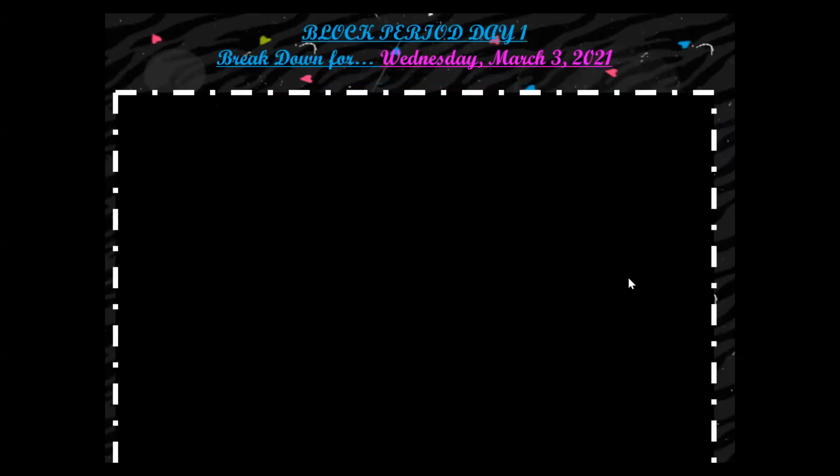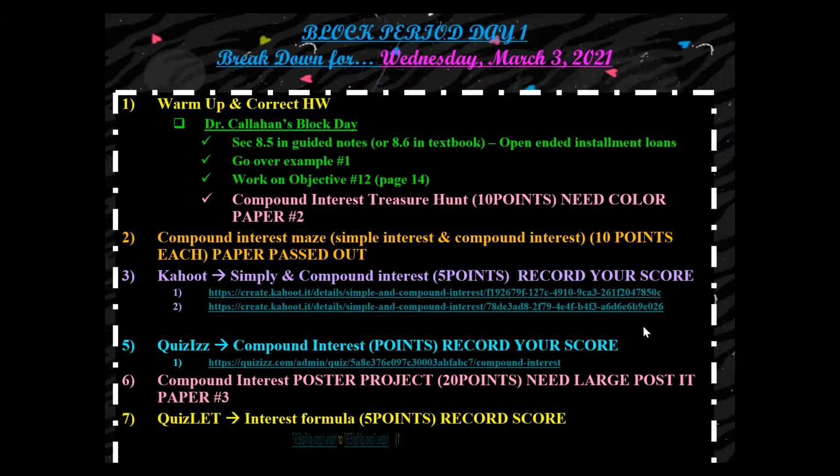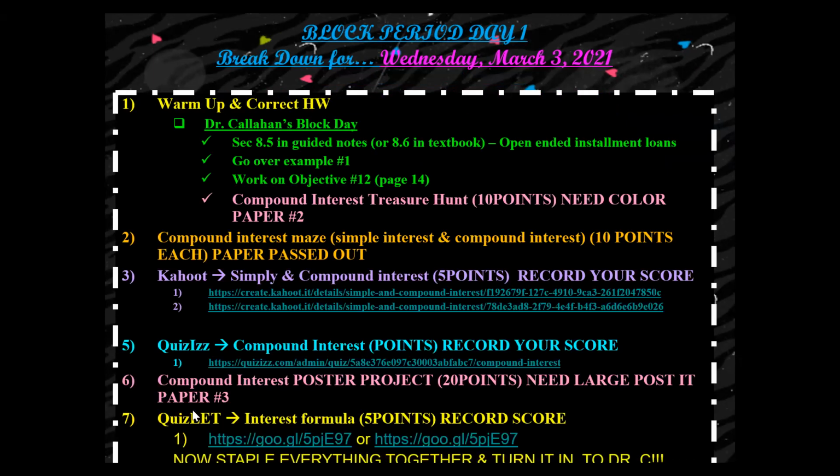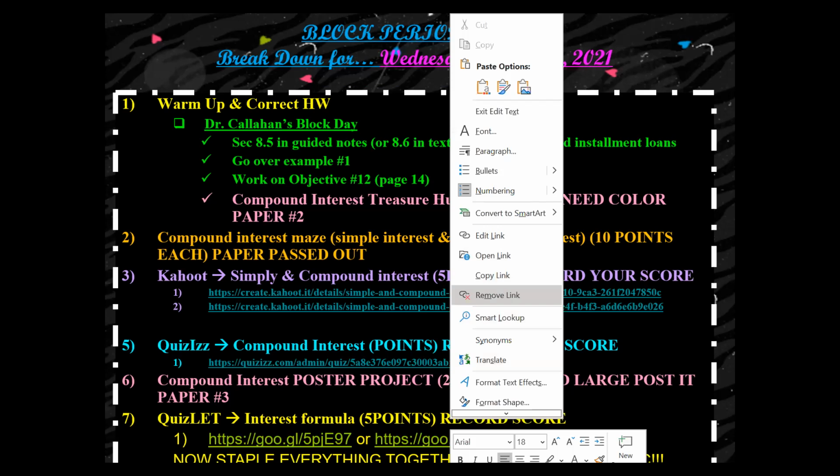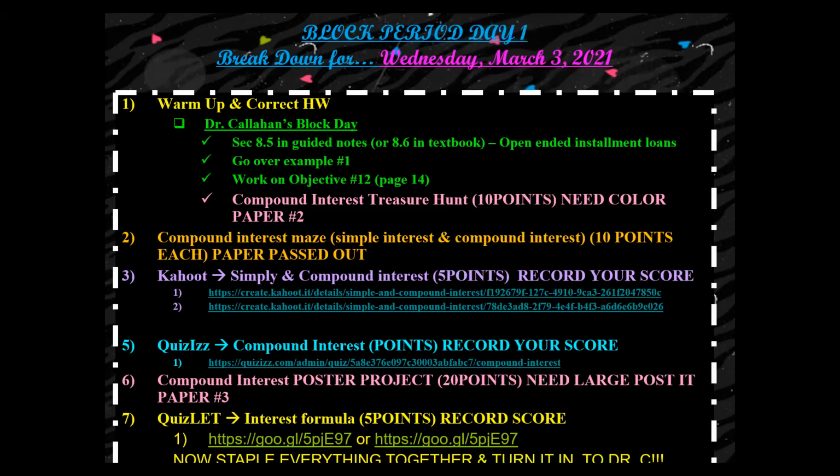All right, if you are done with that, our next step is to go over a Quizlet on compound interest. So here is the link. Hold on, let me just make sure it's correct. Oh, no, it is J. Just kidding. It's J, 5PJ.